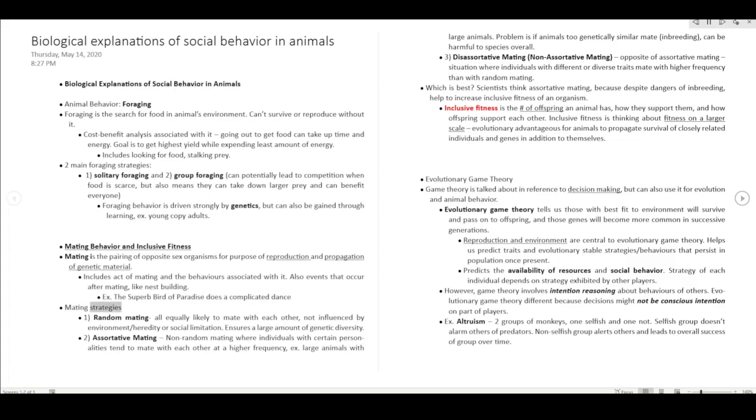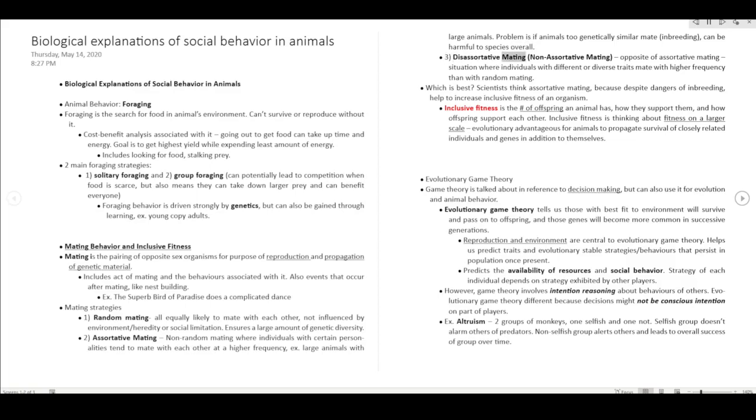Mating strategies. 1. Random mating: all are equally likely to mate with each other, not influenced by environment, heredity or social limitation. This ensures a large amount of genetic diversity. 2. Assortative mating: non-random mating where individuals with certain traits tend to mate with each other at a higher frequency, like large animals with large animals. The problem is if animals that are too genetically similar mate, it is inbreeding, which can be harmful to the species overall.